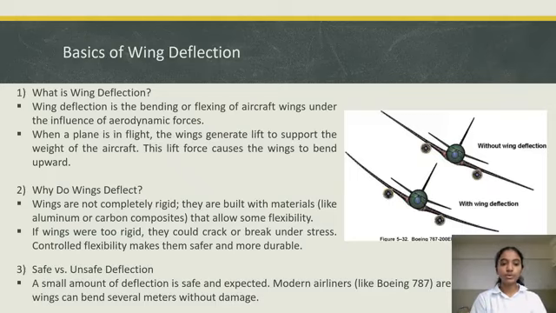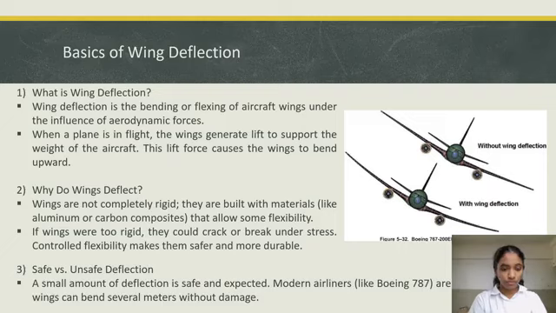Next, the second point: why do wings deflect? Wings are not completely rigid. They are built with materials like aluminum and carbon composites. Mainly aluminum is used widely, as it is more flexible than other metals, which allows some flexibility. If wings are too rigid, they could crack or break under stress. If we do not make the wings of flexible material, it may cause more damage to the aircraft. It may directly break. This flexibility makes airplanes safer.